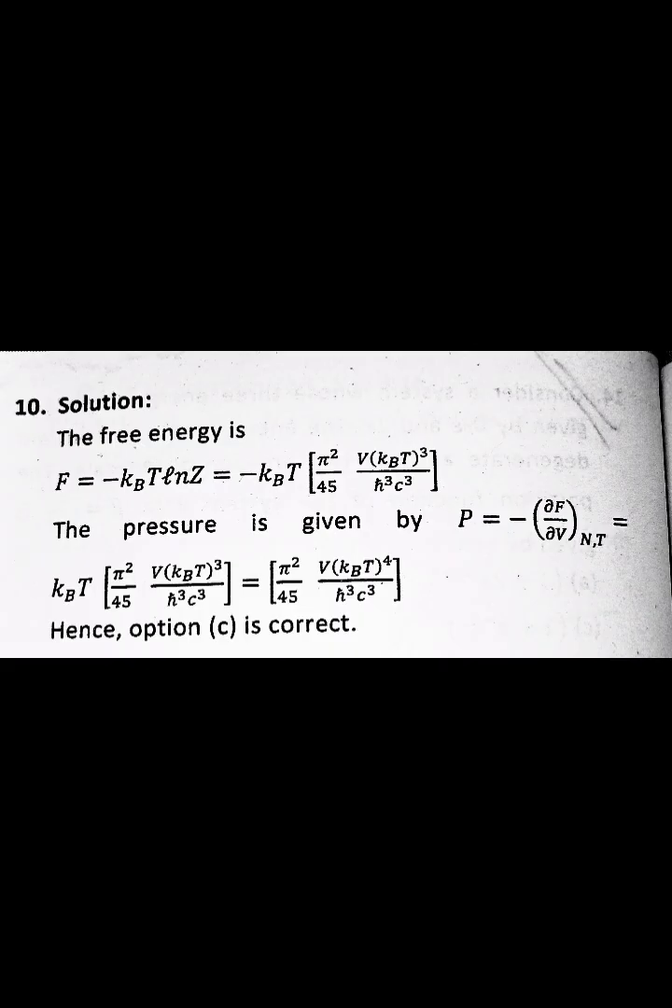And here the free energy F = kBT ln Z, which is equal to kBT pi squared by 45 (V kT)^3 divided by h-bar cubed c cubed. The pressure P = -dF/dV, which is equal to kBT times pi squared by 45 times (V kT)^3 divided by h-bar cubed c cubed, and this is equal to pi squared by 45 V times (kT)^4 divided by h-bar cubed c cubed. So the answer is option C.